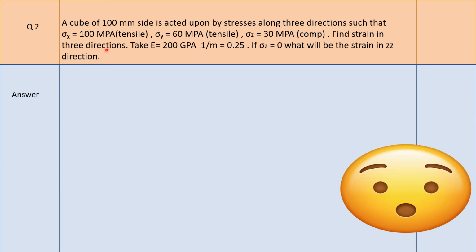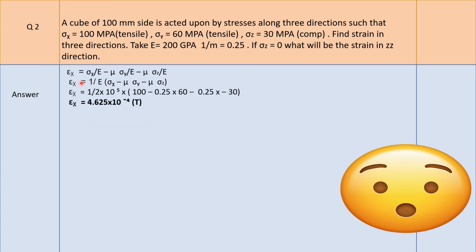Now here we want the strain in 3 directions, that is epsilon x, epsilon y and epsilon z. Let's see how to do it. The first thing is epsilon x. The formula is sigma x upon E minus mu sigma y upon E minus mu sigma z upon E. Take 1 upon E common, 1 divided by E into bracket open sigma x minus mu sigma y minus mu sigma z.